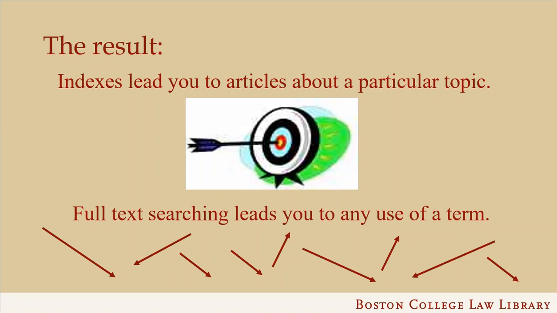A full text search takes you to any document that uses your search terms. Full text can be a very useful way to search for many things, but when you're just starting to research a new topic, it can be better to start with an index and get articles all about that topic rather than all the documents that use your search terms.